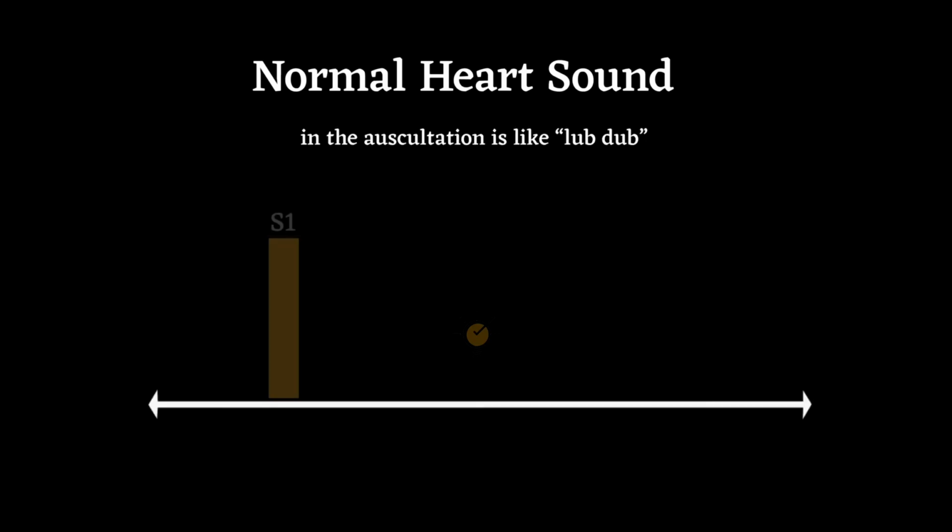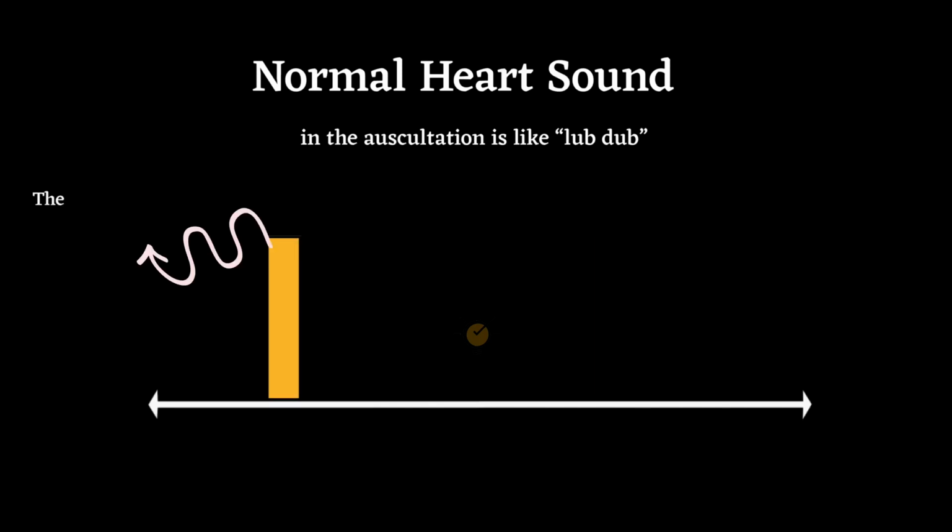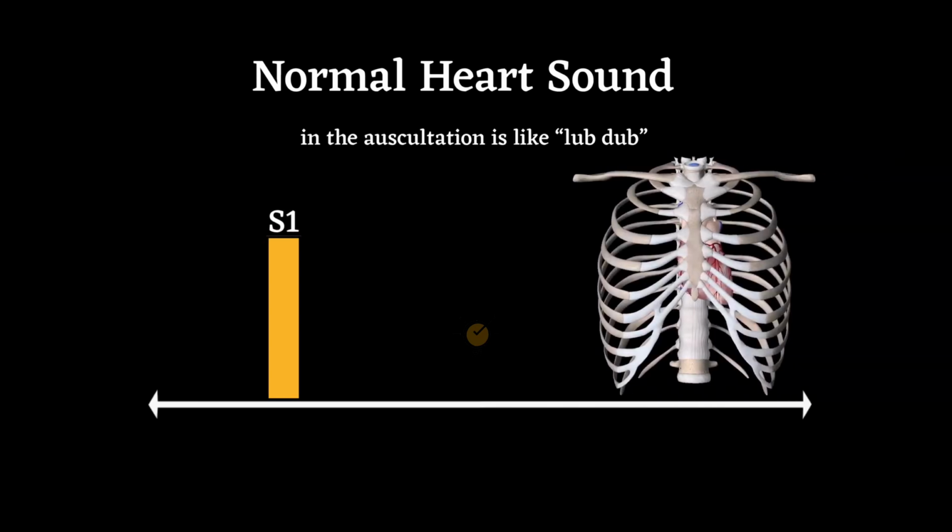The two major sounds heard in the normal heart on auscultation sound like lub, dub. The lub is the first heart sound, commonly termed S1, and is caused by the closure of the mitral and tricuspid valves at the start of systole. It's best heard in the fourth and fifth intercostal spaces at the mid-clavicular line, the area of the tricuspid and mitral valves, and is usually a single or narrowly split sound.